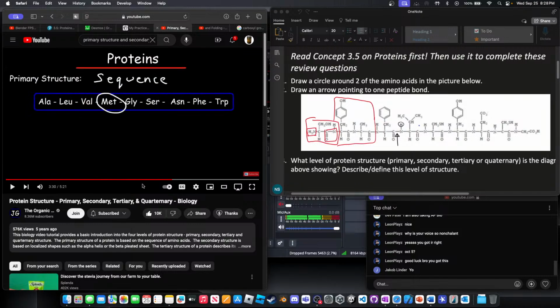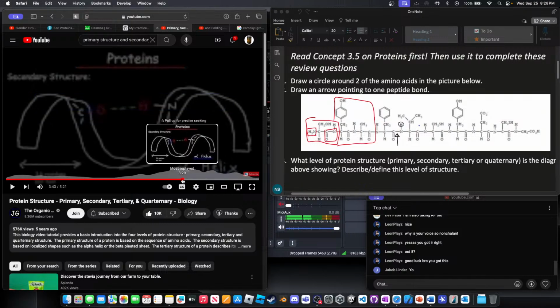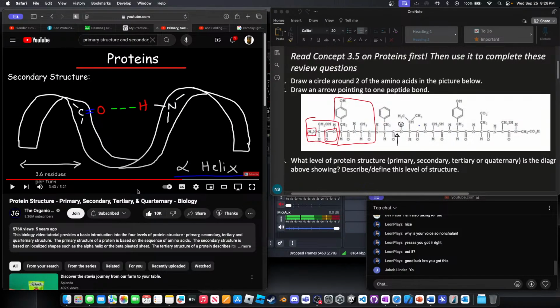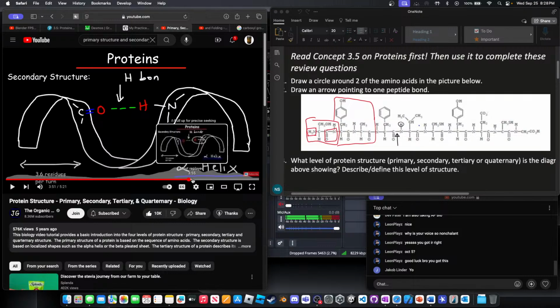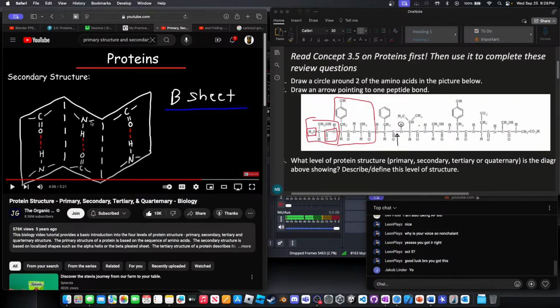Our secondary structure, at least the ones we need to know, is the alpha helix and the beta pleated sheet. Made up with hydrogen bonds. I think it's hydrogen bonds. Double check. And the beta pleated sheet, hydrogen bonds. Okay, nice. This is made up with hydrogen bonds. That's the same with beta pleated sheets, but just this way now. It's like a paper map being folded.